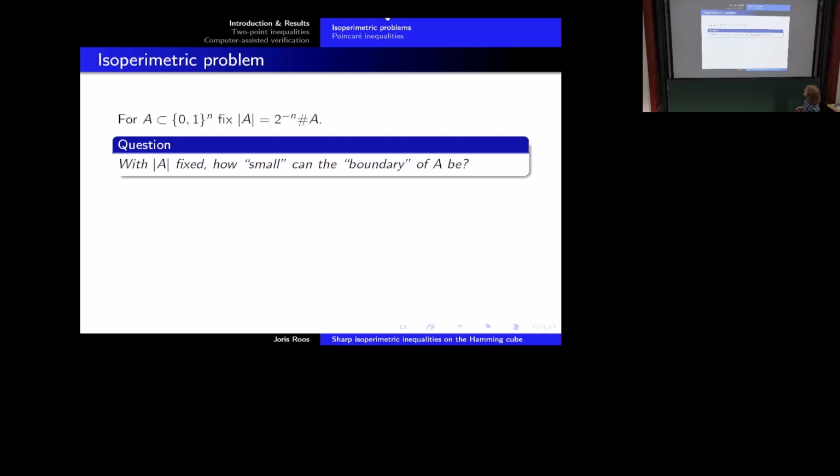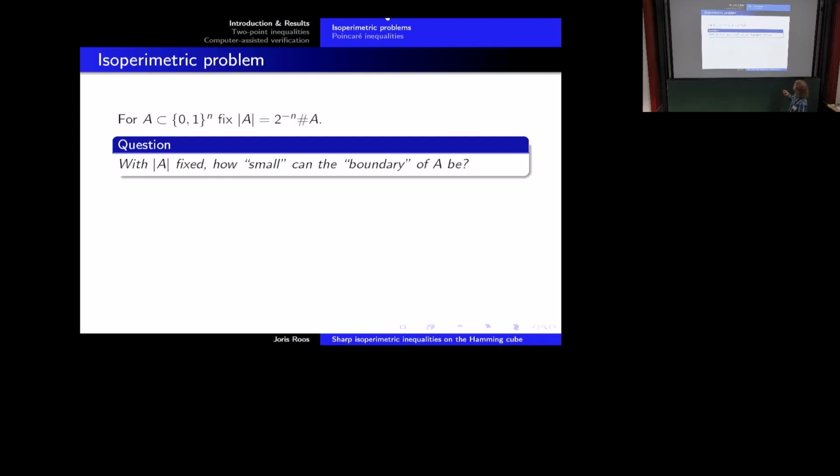So what's the isoperimetric problem? We're talking about subsets of the Hamming cube, so {0, 1}^n. And I want to measure the size of such a subset by simply counting the vertices contained in the subset and normalizing. Okay, so that's for the rest of the talk going to be my normalization. And the basic question is, with the volume of A fixed, so this is what I view as the volume, simply the normalized count of vertices, how small can I make the boundary of a set, right?